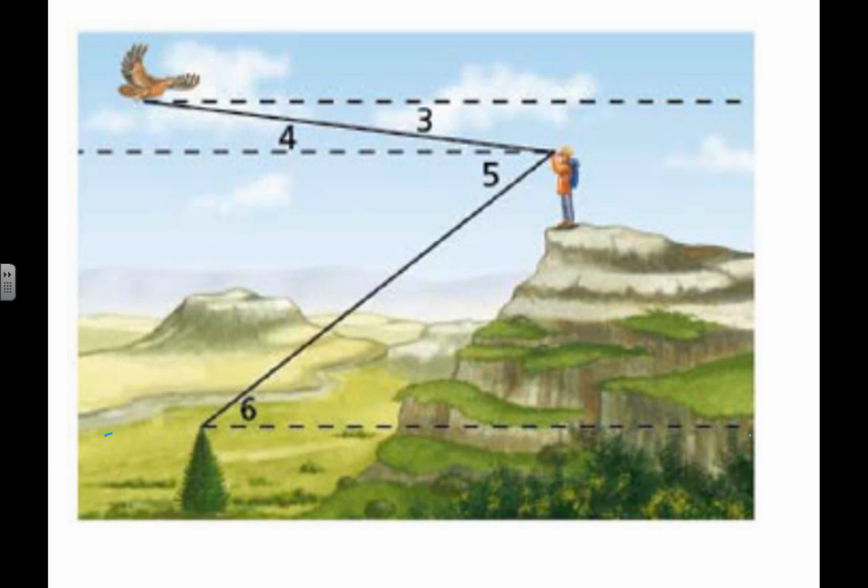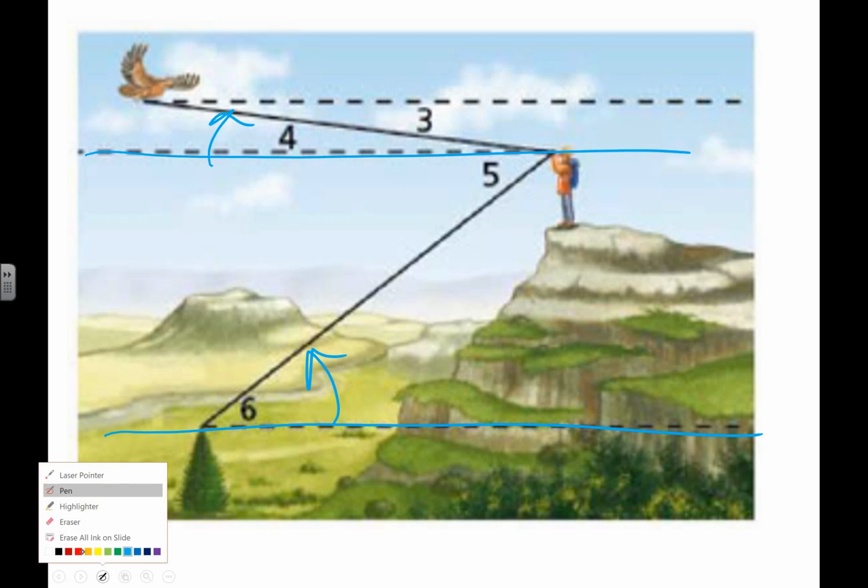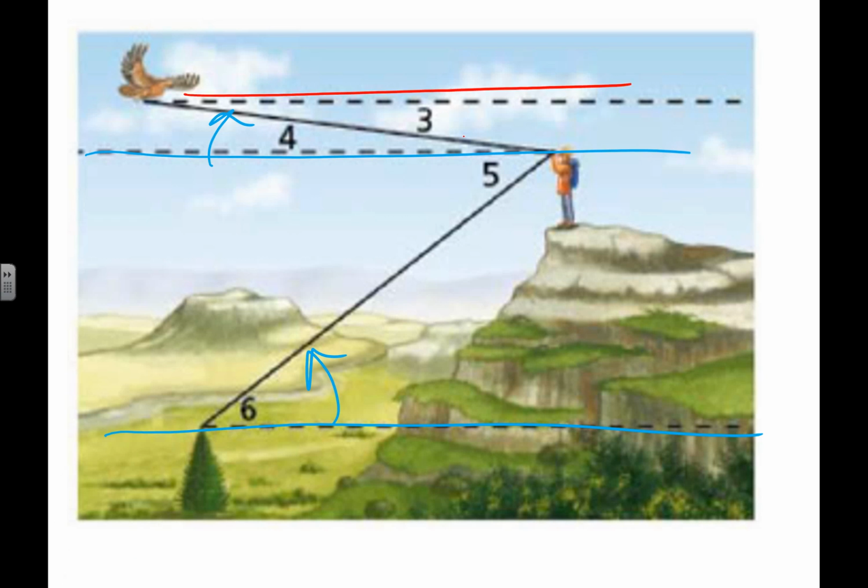There's actually two angles of elevation here. Horizontal going up, that's one. Horizontal going up, that's two. Then angle of depression, horizontal going down, that's one. Horizontal going down, that is two.